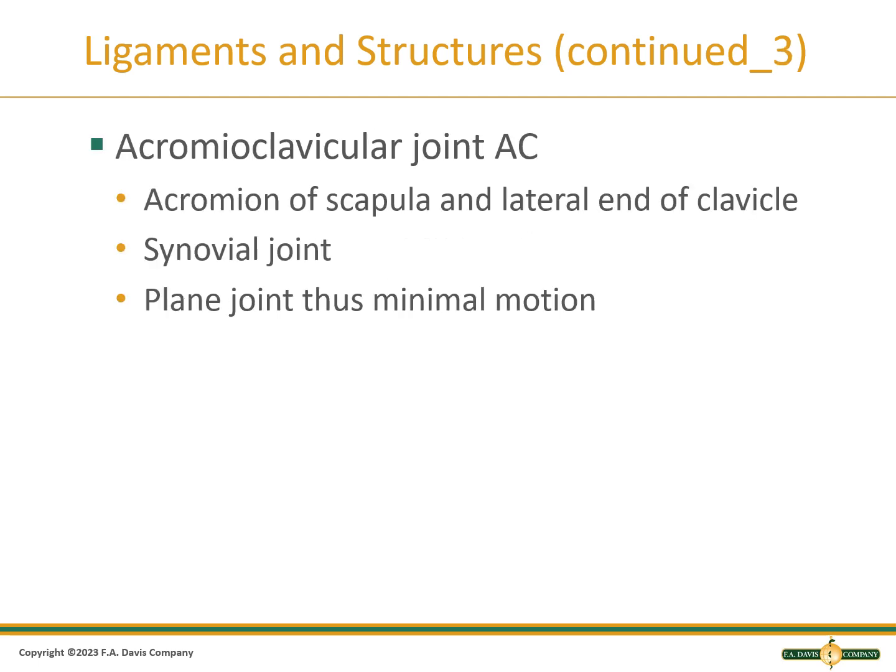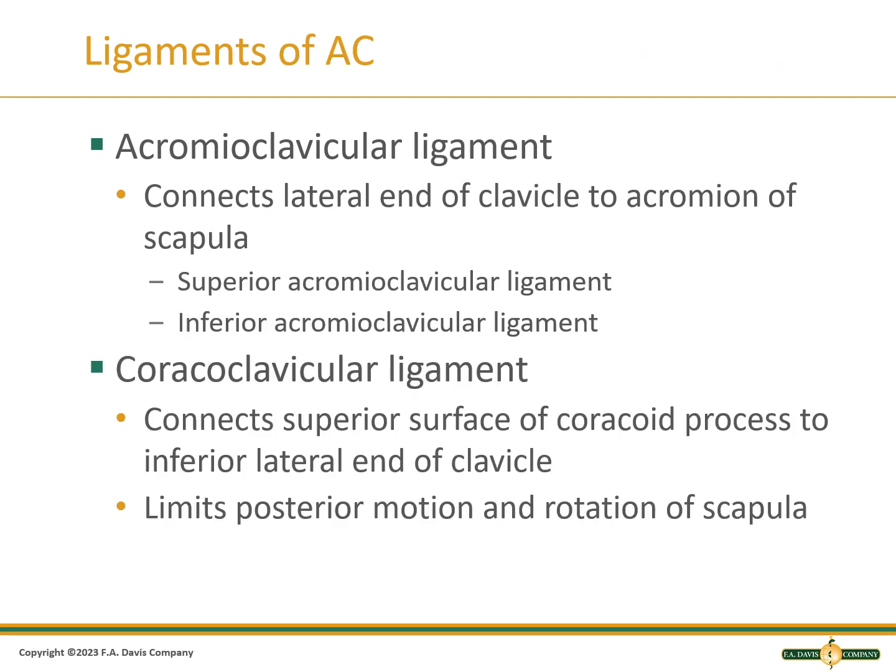Moving on to our acromioclavicular joint, or our AC joint. This is the articulation between the acromion of the scapula and the lateral end of the clavicle. It is also a synovial joint, but it is a plane joint, which means there is very minimal motion that occurs there. The acromioclavicular ligament connects the lateral end of the clavicle to the acromion of the scapula.